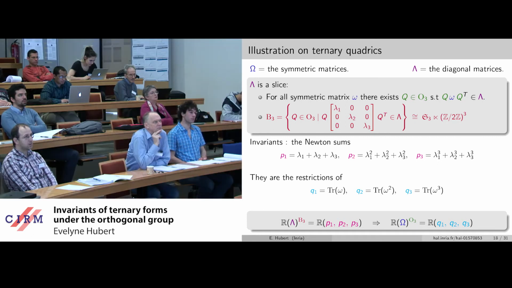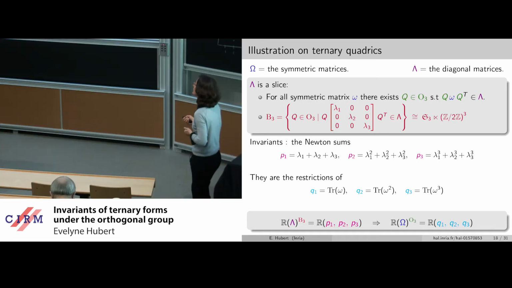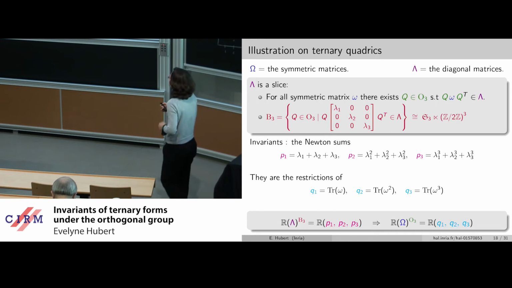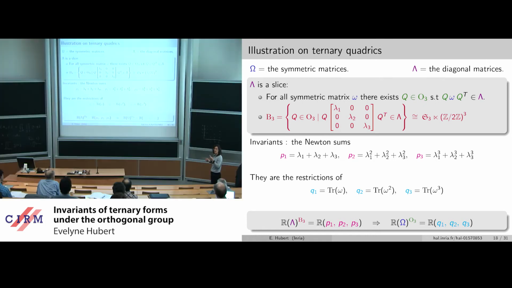So what is now the group B that leaves this section invariant? Well, you take a diagonal matrix and look at its congruent matrices that are again diagonal matrices. So for sure, Q can be the permutation matrix that will exchange these diagonal terms lambda 1, lambda 2, lambda 3. So we have a symmetric group for sure in there.